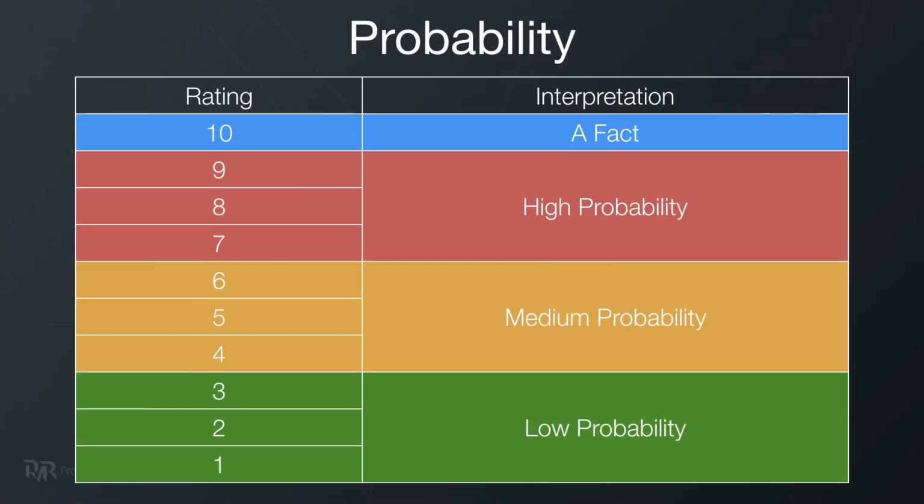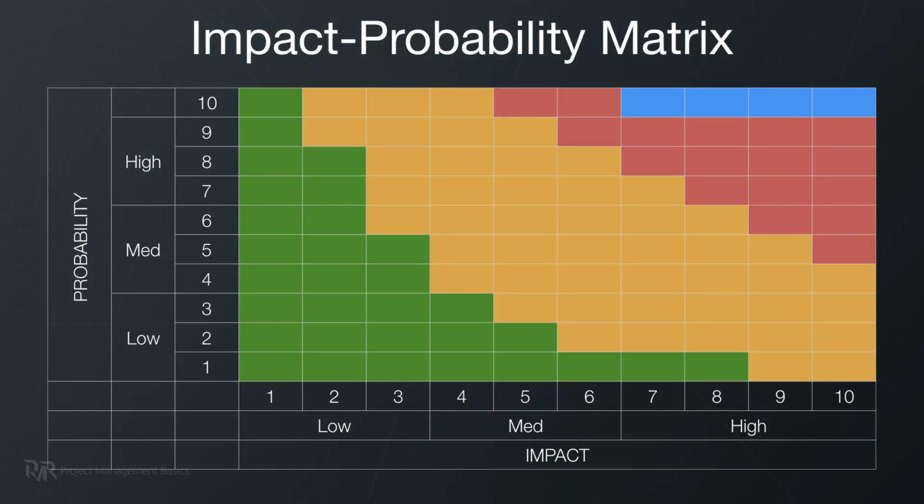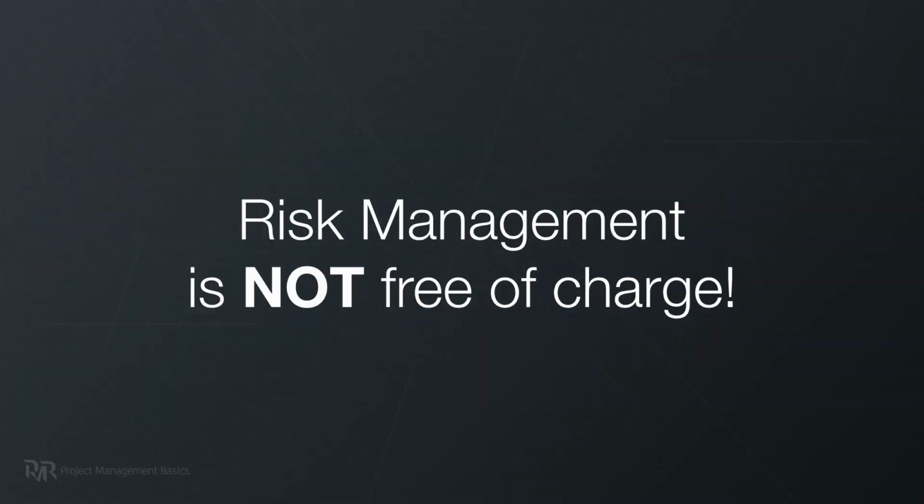After identification, you will perform qualitative risk analysis and you will identify the impact and probability of each risk. It will help you to prioritize the whole list of risks in your risk register so that you can select only the top priority ones. Because remember that risk management is not free of charge.